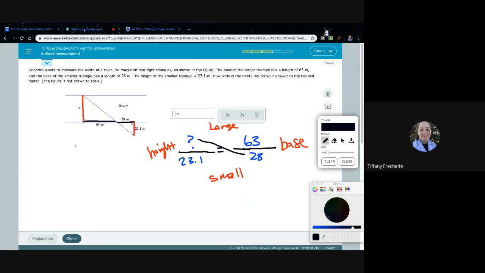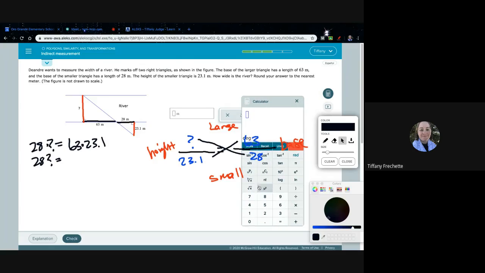All right, so let's go ahead and cross multiply. So we get 28 times question mark equals 63 times 23.1. All right, 28 question mark equals, let's go to our calculator here. And we get 63 times 23.1 equals 1,455.3. And we're going to divide by 28. Oops. Helps if I have my pen on both sides of our equal sign. Remember, there's always 2 sides of the equal sign. 28 divided by 28 equals question mark.